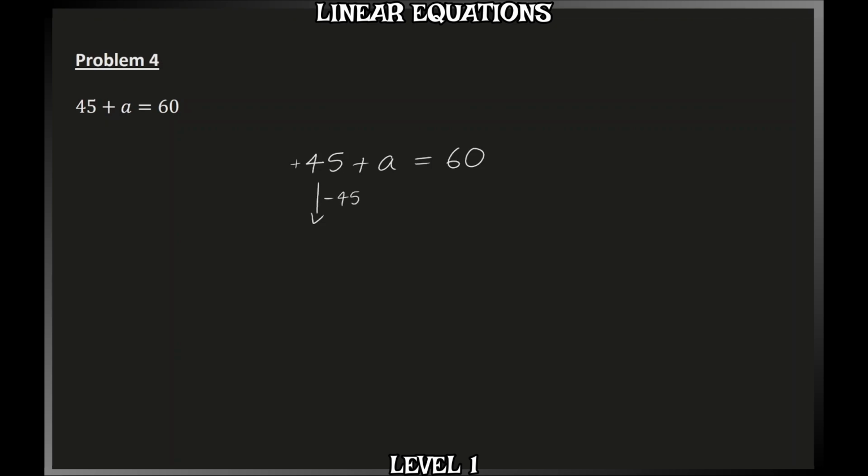So we take away 45 from the left, and to keep our equation balanced, we also take away 45 from the right. Now on the left, 45 minus 45 is 0, so this leaves us with a. And on the right, 60 minus 45 is 15. So we get to our final answer for problem 4, which is a is equal to 15.